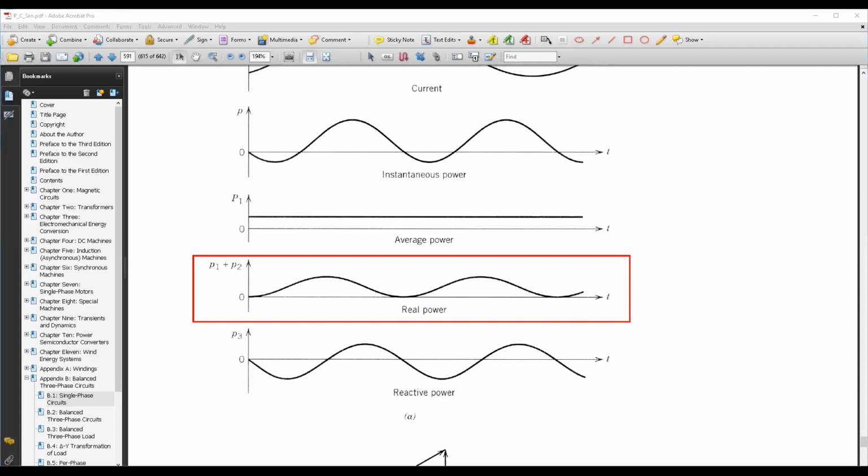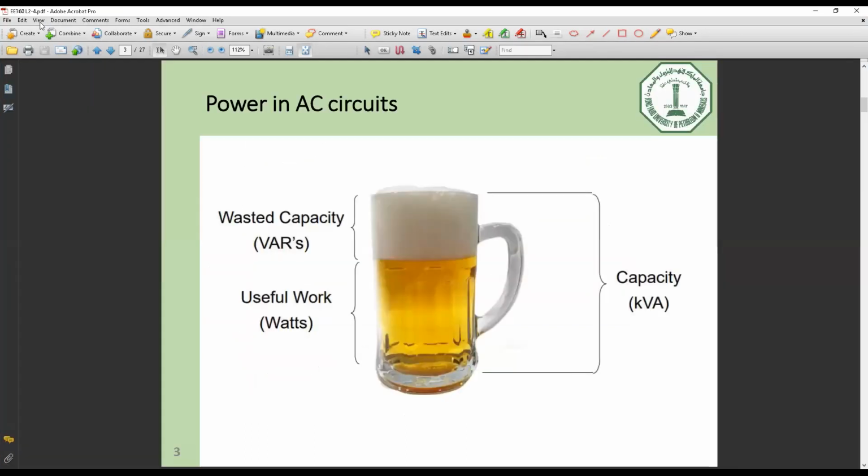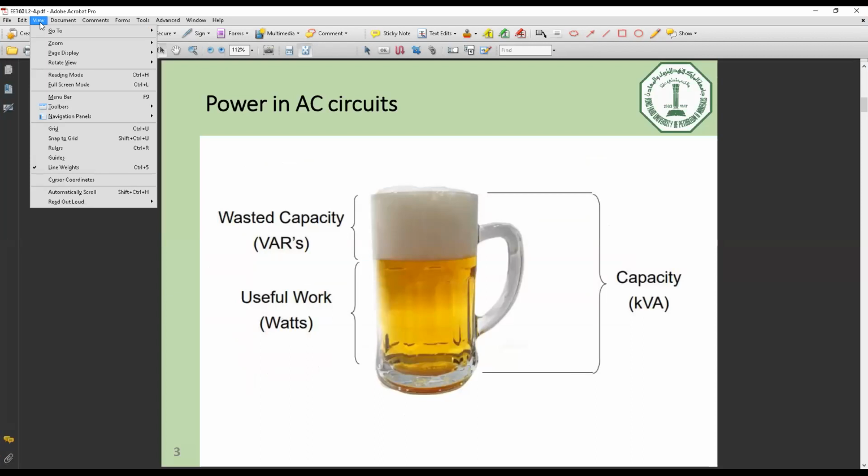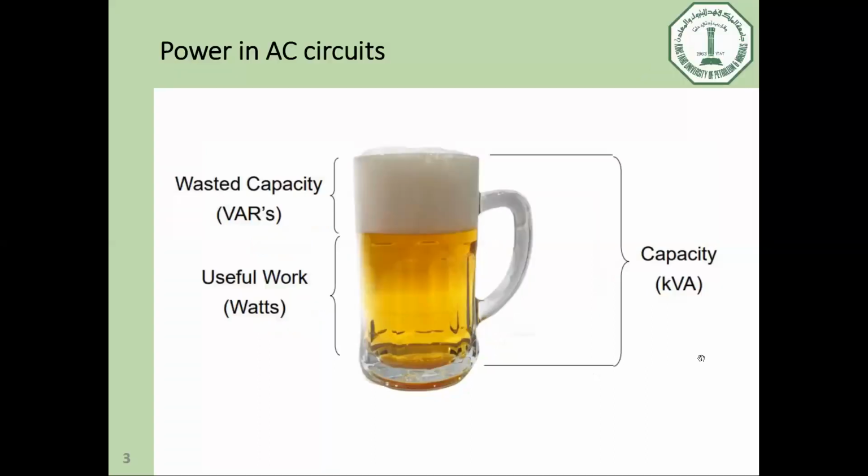Let me share the presentation. Do you see the presentation as full screen now, guys?